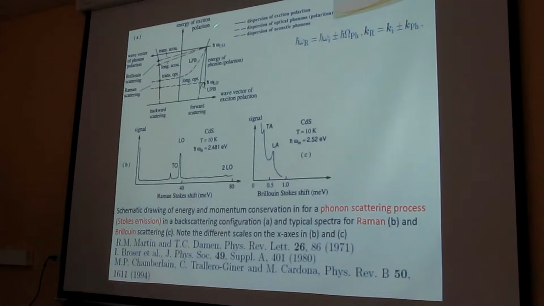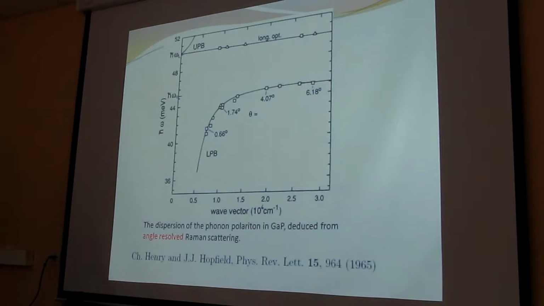If you go to the forward scattering direction, the momentum transfer would be 0. If you change the angle from forward scattering to backward scattering, you can scan this whole dispersion relation. This has been done here for, I do not know what, gallium phosphide. And you see nicely the longitudinal phonon polariton, the upper branch. So this is verified experimentally.